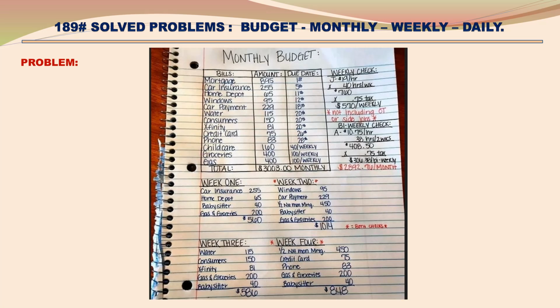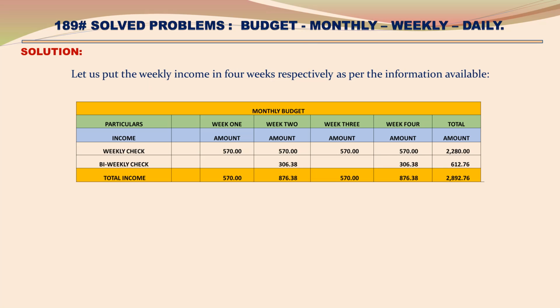Bi-weekly checks: 10.75 hours per week at 38, and then it is 408.50. After tax it is 306.38. Total 2892.76 per month income. Solution.